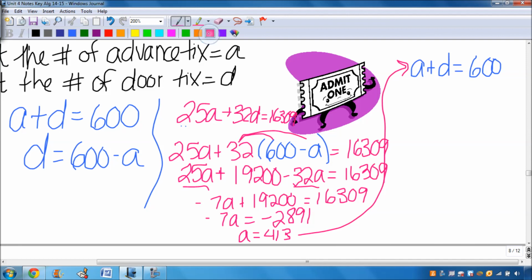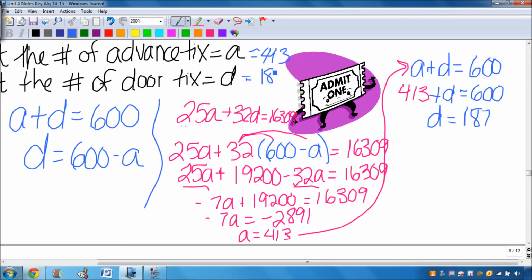So instead of A, I'm going to replace it with 413 plus D equals 600. Subtract 413 from both sides. It means that D is equal to 187. Okay, so there were 413 advance tickets and 187 tickets sold at the door. So we'll just write a little sentence to explain what happened, and then we will be good to go.